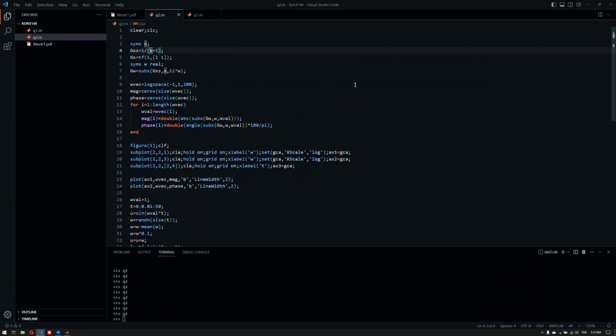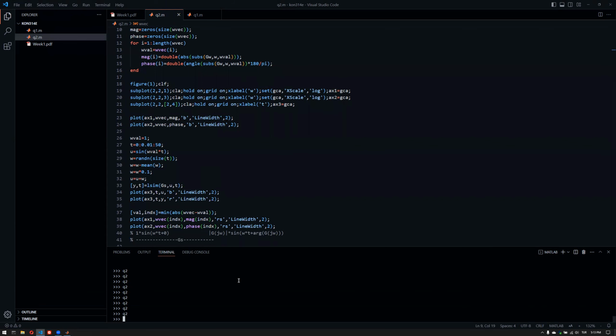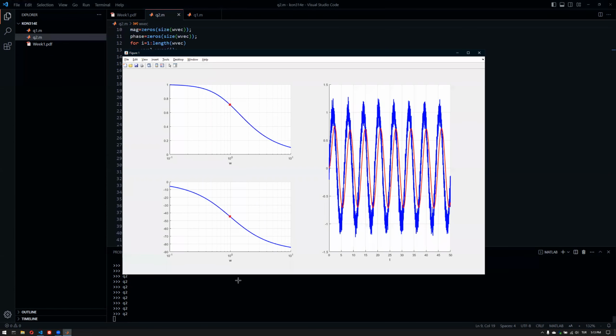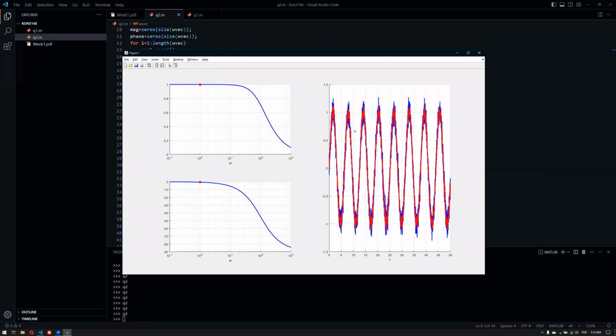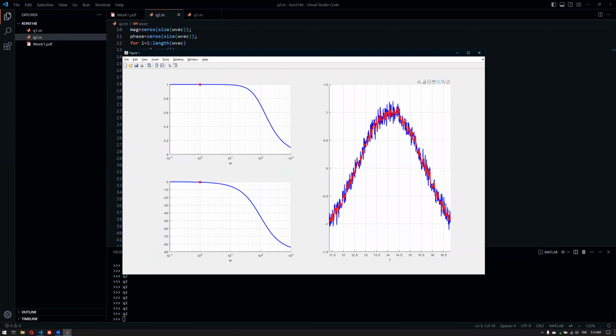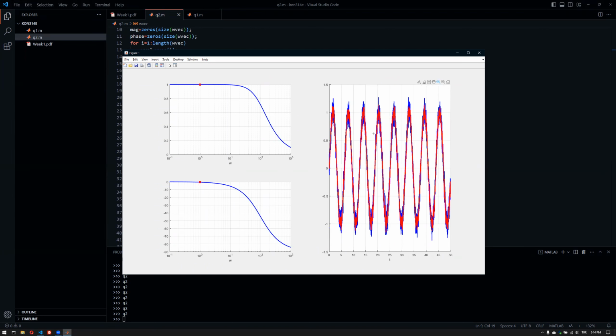For example, if we have 0.01 times s, like this. Change it a little bit. There we go. Now we have also noise passing through the system, because the corner frequency did increase, so our filter does not reject that many frequencies now. It has essentially some up to 100 radians per second.